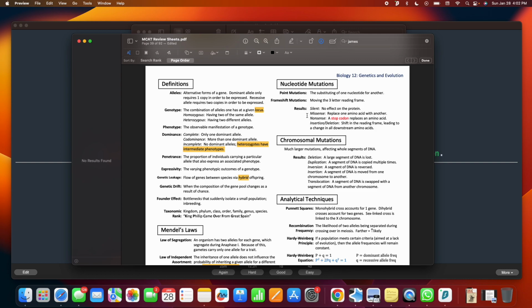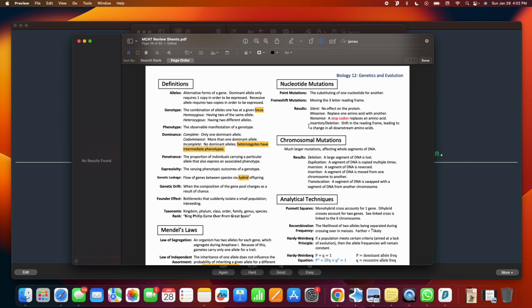And then we have missense and nonsense. So what's the difference between mis and non? Missense is replacing one amino acid with another, so you missed it, right? But nonsense is non-stop. You can think of it like that. So it's non-stop, which means this is a stop codon. A stop codon replaces an amino acid.